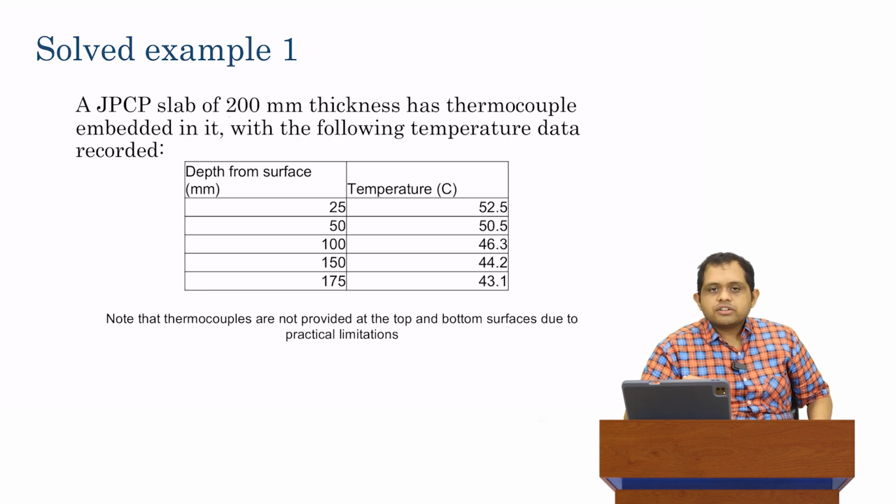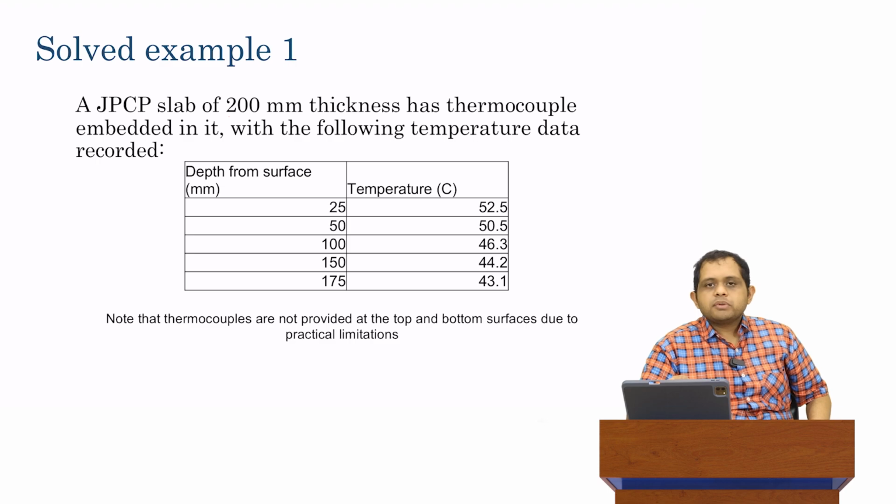Okay, so here is our first solved example. Here we go. A JPCP slab of 200 thickness. As usual, as you're reading the example, it's very important that you highlight what the variables are and, very importantly, what their units are. In this case, we're going to perform a temperature decomposition.